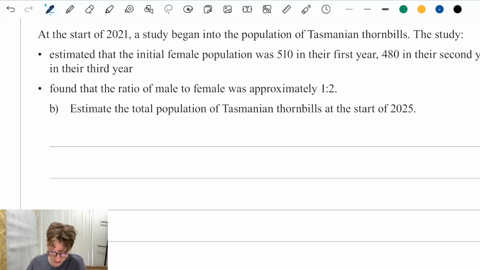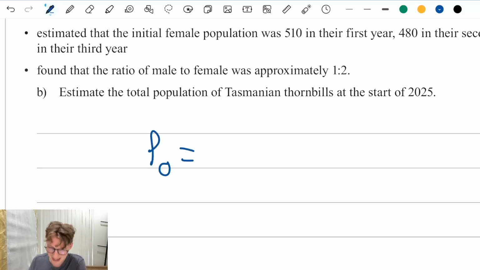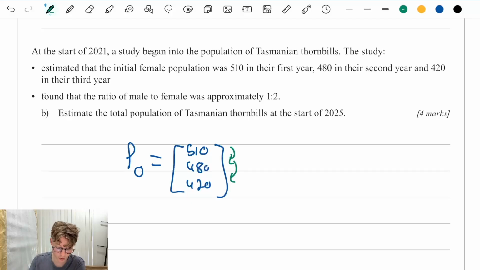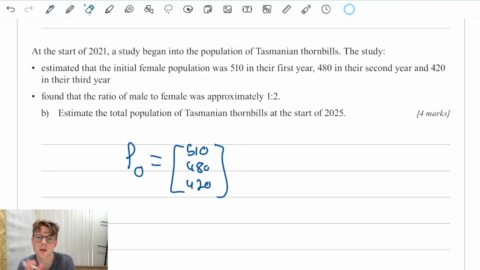So I want to start by finding my initial population matrix. We can call that P0. So I want to establish my population. We are starting with 510 in year 1, 480 in year 2, 420 in year 3, and again the scale here is years. Again, really important to note the scale. If it's 1 year, I should say 1 year. It's specifically 1 year per group: 1, 2, 3.